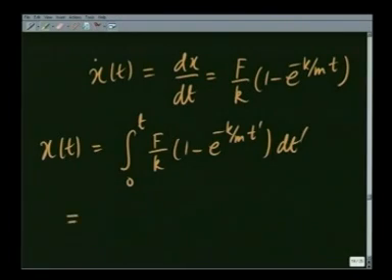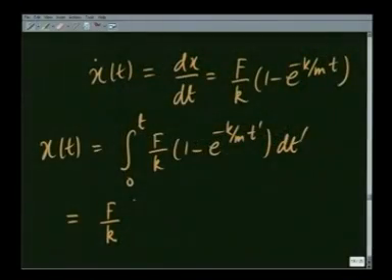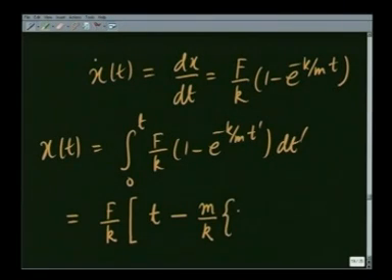Integrating, I get F over K t minus m over K times 1 minus e raised to minus K over m t. So, this is going to be the distance travelled by the particle.